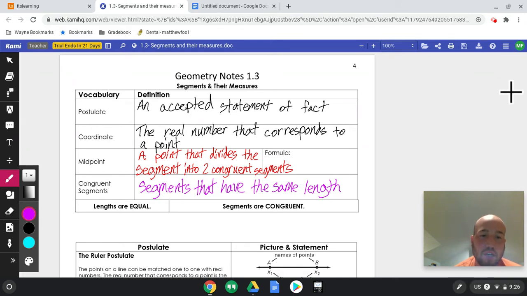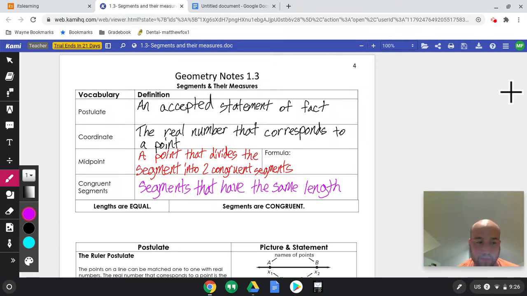Okay. Now, midpoint. I'm guessing many of you know this, and it's pretty clear based on its name itself, but mid is in the middle. So a midpoint is a point that divides the segment into two congruent segments. And while we're talking about congruent segments, that's just segments that have the same length.